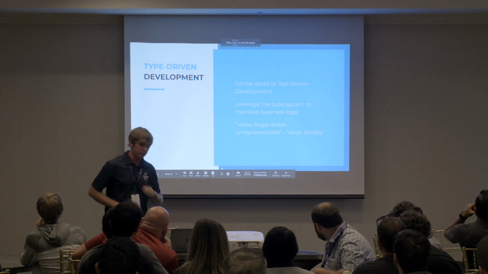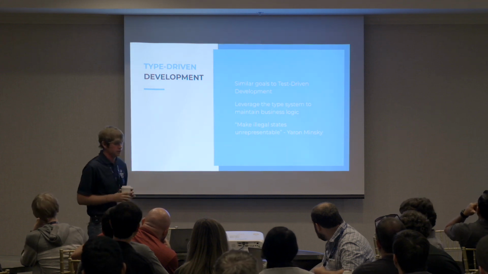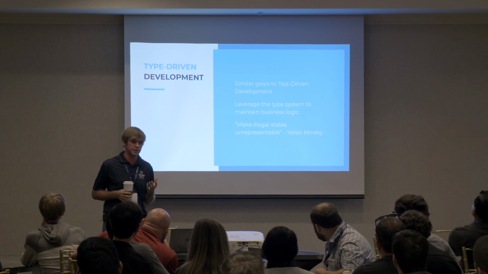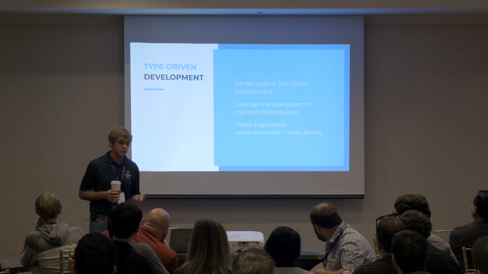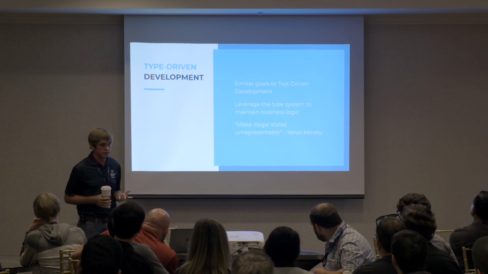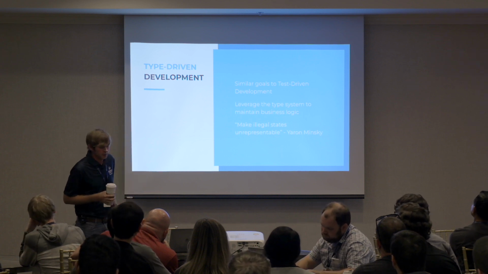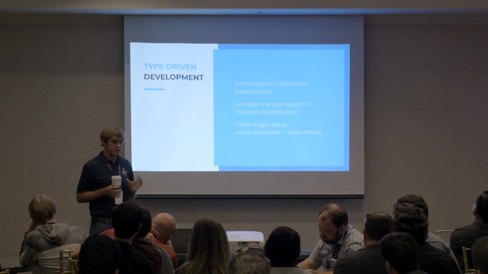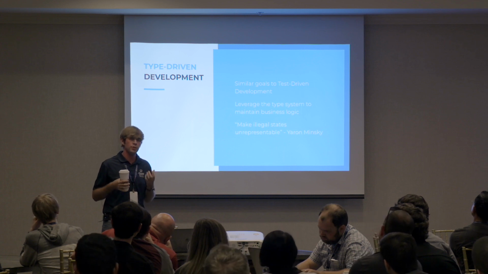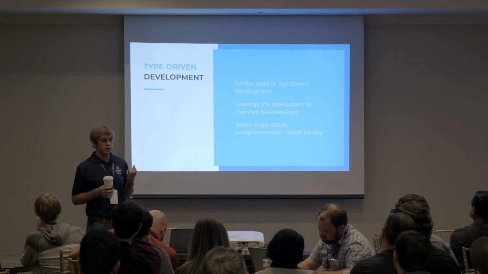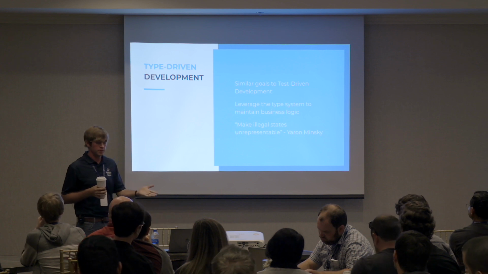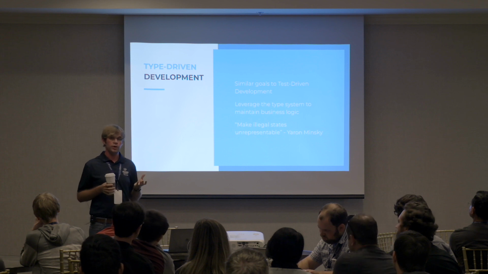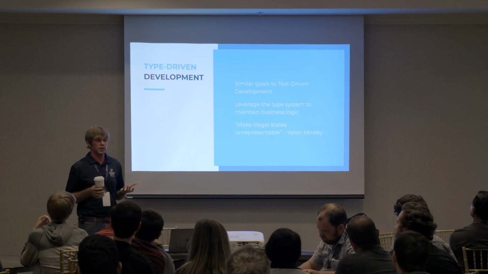All right, so how can we fix this? Type-driven development. I don't know if you've heard the term before, but essentially it has very similar goals to test-driven development. The idea is that you can leverage a type system to help maintain your business logic. To quote somebody, make illegal states unrepresentable, by Yaron Minsky. The concept is that you weave your business rules into your type system. So you force, for example, as I mentioned in the type slide earlier, an email. It can be valid, invalid, or I haven't checked yet.